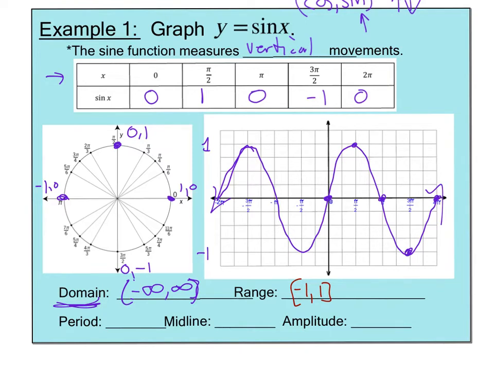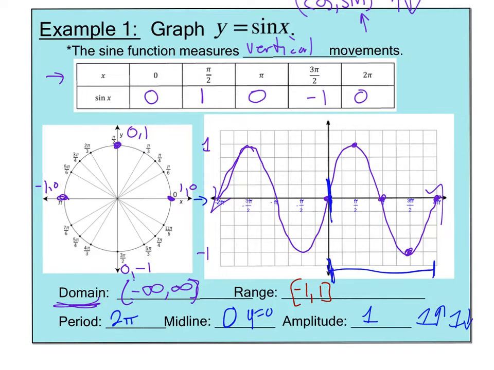The period, how long does it take? We talked about that up above. How long does it take to go one length? So that's going to take a period of 2 pi. My midline, where is my center? My midline here is going to be considered 0, or y equals 0. And my amplitude is going to be 1, because I go 1 up and I go 1 down.